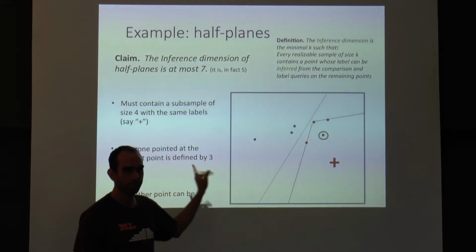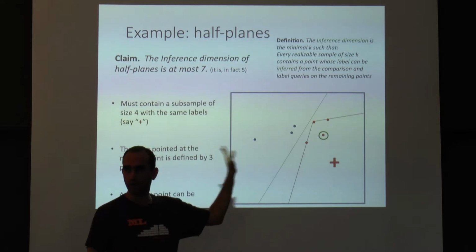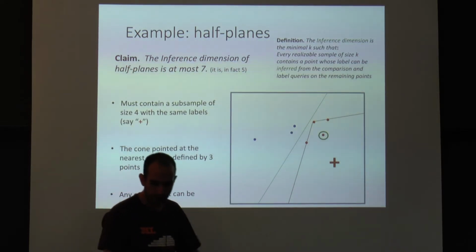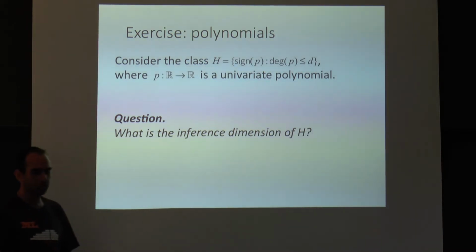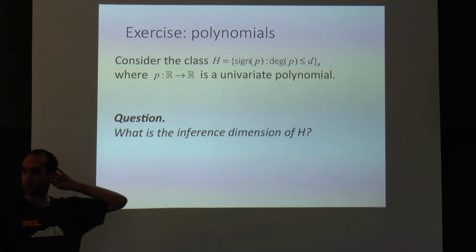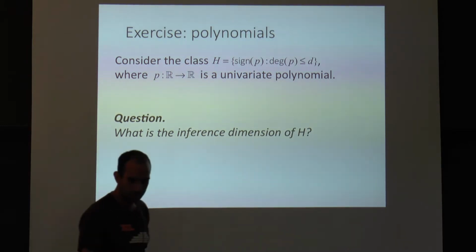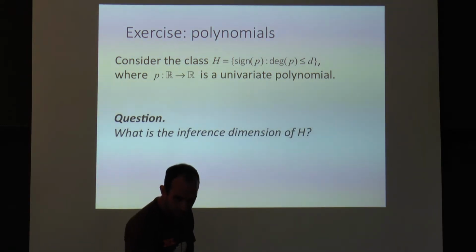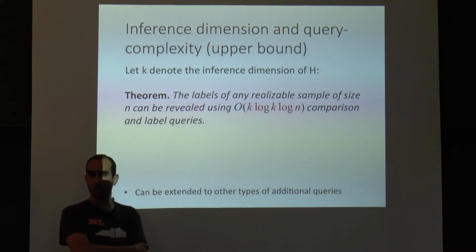That's the important part. Okay, so now everything boils down to analyzing the inference dimension of the relevant classes. So, here is a nice exercise. Consider the class of univariate polynomials of degree at most d. What is the inference dimension of this class? But as I said, everything now boils down to analyzing the inference dimension.